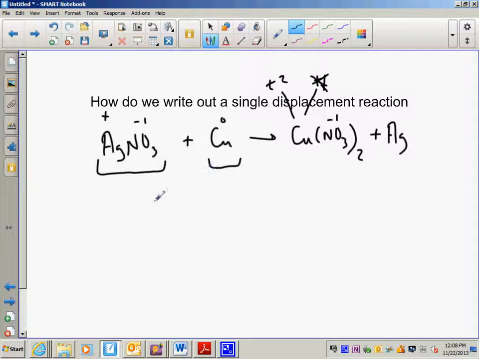Another example with a non-metal would be NaF plus chlorine gas. This is a non-metal. Non-metal replaces non-metal. We get NaCl plus F. Now, fluorine is a super 7 diatomic molecule, so in nature it happens to come in pairs.